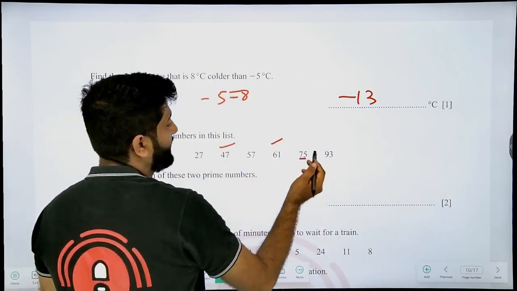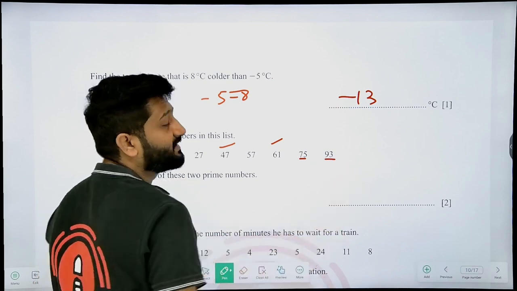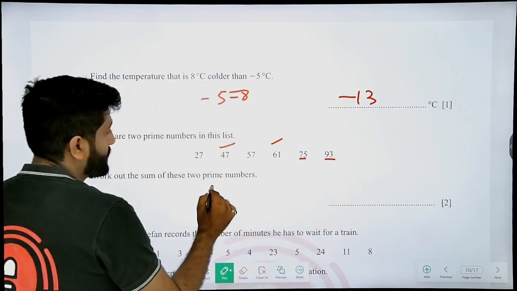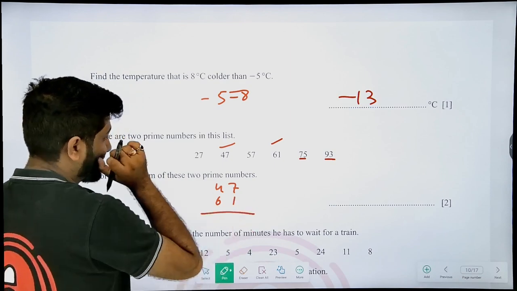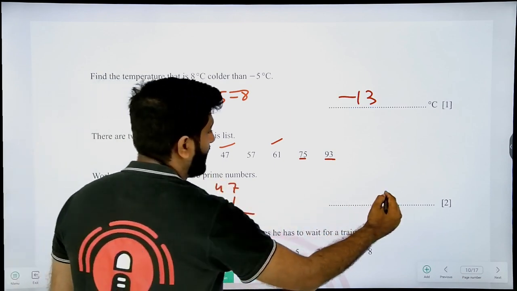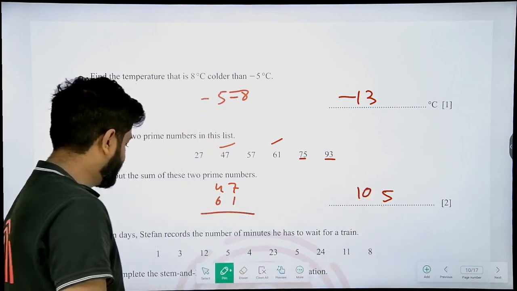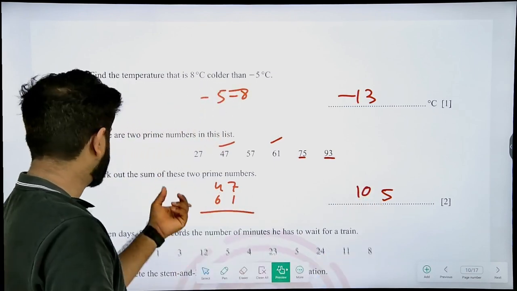47 is a prime number. 75 again not a prime. 19 again not a prime, divisible by 3. So the sum of these two prime numbers, which means 47 plus 61, you have 108. Right, next.